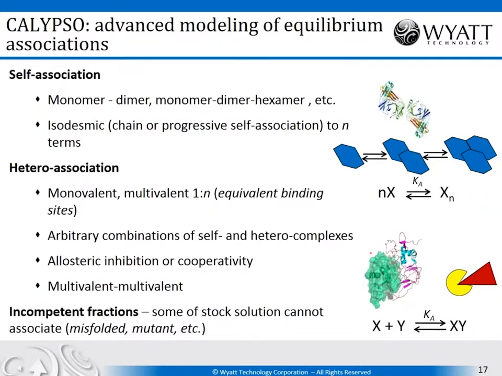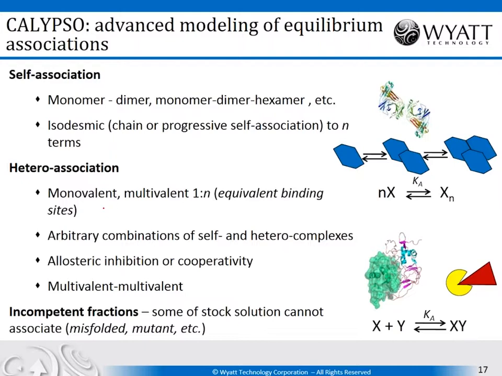So the CALYPSO software will acquire and analyze the light scattering data in order to understand which types of associations are going on, and it will offer all kinds of models that can be applied, for instance in self-association, a monomer-dimer model or a monomer-dimer-hexamer model. Basically you can put together arbitrary sets of models based on different types of oligomers. Also an isodesmic, which is a progressive self-association model.